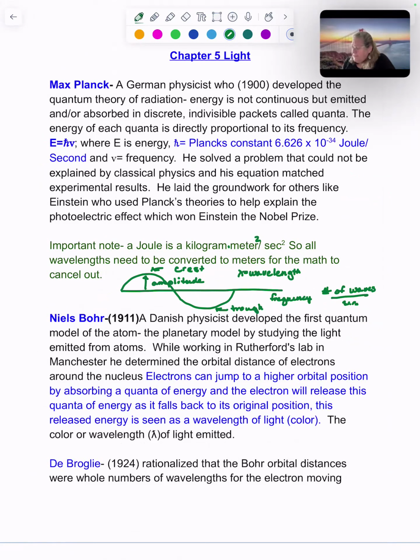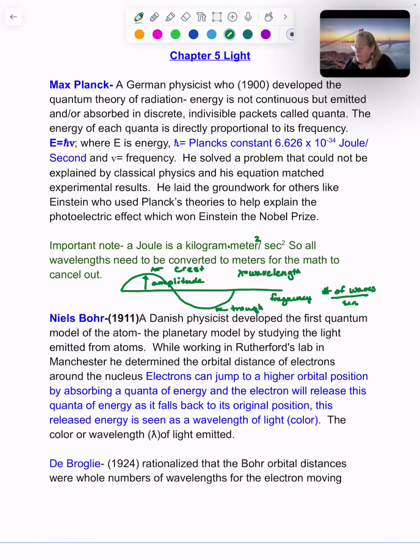1911, we have Niels Bohr. He's a Danish physicist, and he developed the first quantum model. Remember, we had that planetary model? He was studying the light emitted from atoms, and he found that you could get light given off by certain atoms if you heated it or gave it electricity. And he looked at those colors of light and figured out that they were the electrons transitioning from orbital positions.